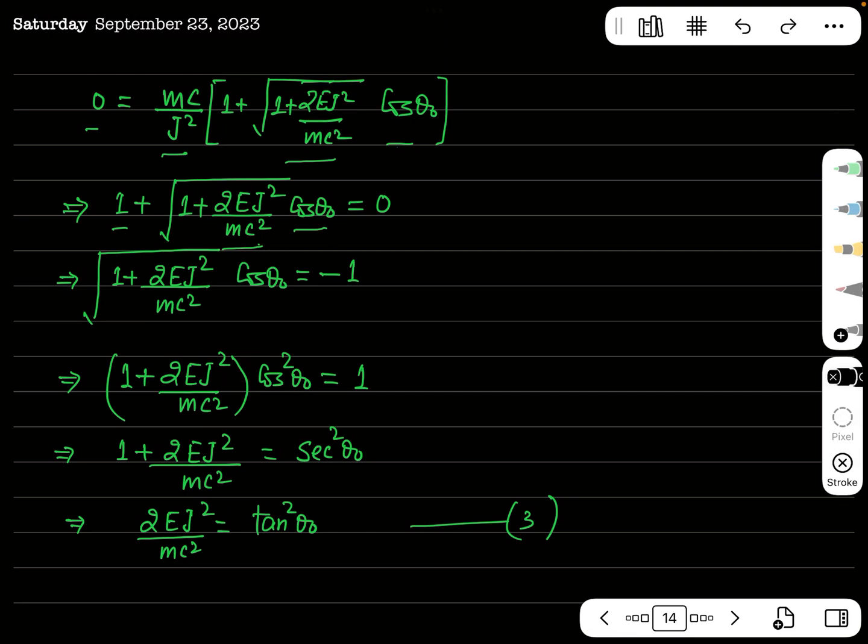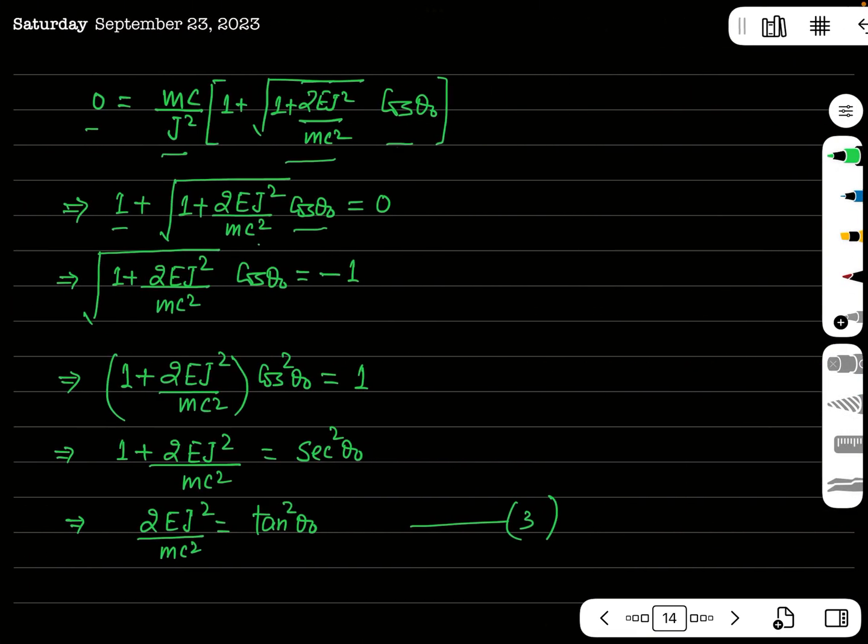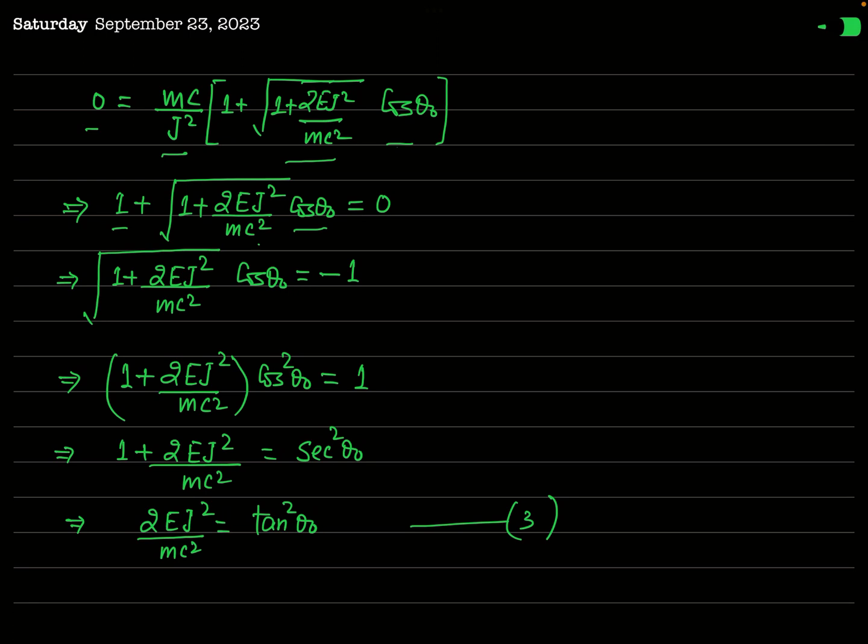I have underlined it. Don't think that your cos theta naught is under a square root. It is not under a square root. Now let us square this equation on both sides. After squaring, this square root will be removed, and cos theta naught will become cos square theta naught, and in the RHS you will get 1. And so you can say that 1 plus 2 ej square over mc square will be equal to 1 over cos square theta naught, and 1 over cos square theta naught, you know, is sec square theta naught.